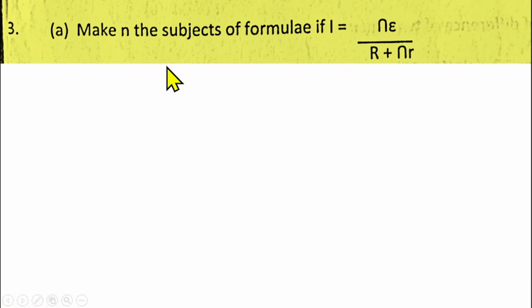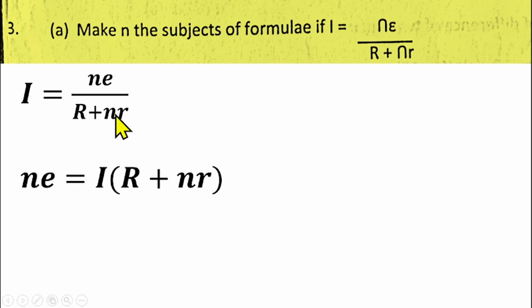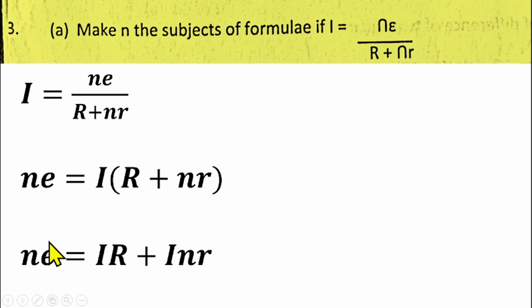Question number 3a is from subject of formula. You have to make n subject of the formula when we have I is equal to ne over r plus nr. So we have to make n subject of the formula. What do you do? You can cross multiply. So we are going to be having ne equals to I times this, I into r plus nr. We can open the brackets from there. We have ne equals to ir plus inr.